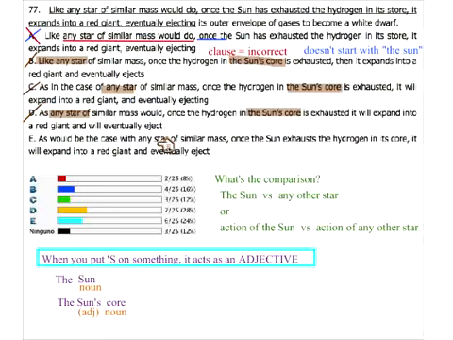Questions about this problem, please ask. I see a couple people typing stuff.